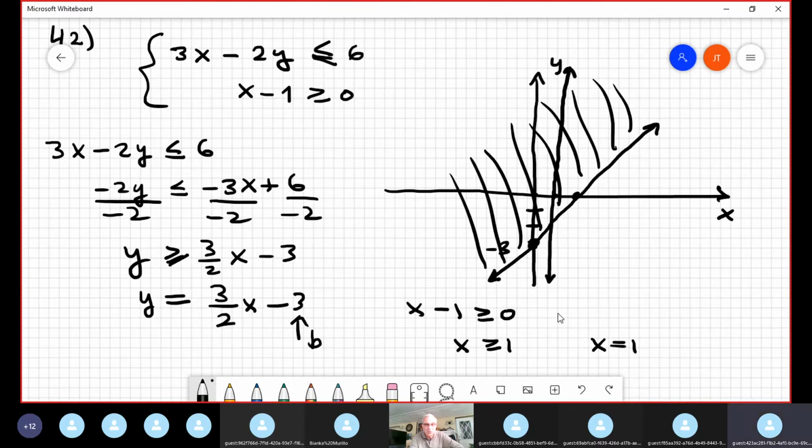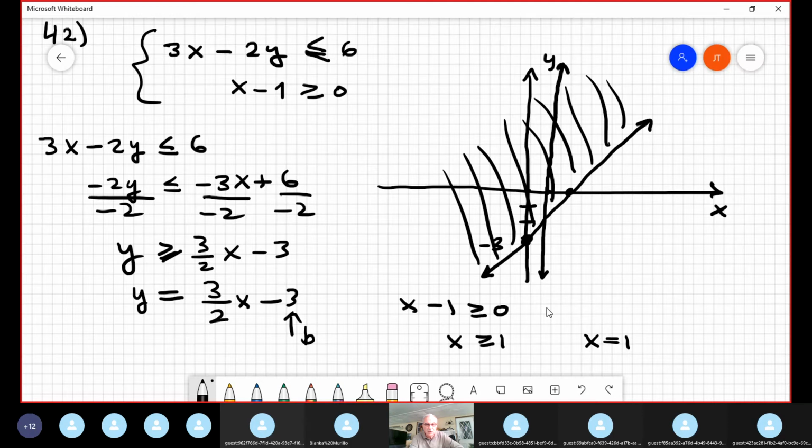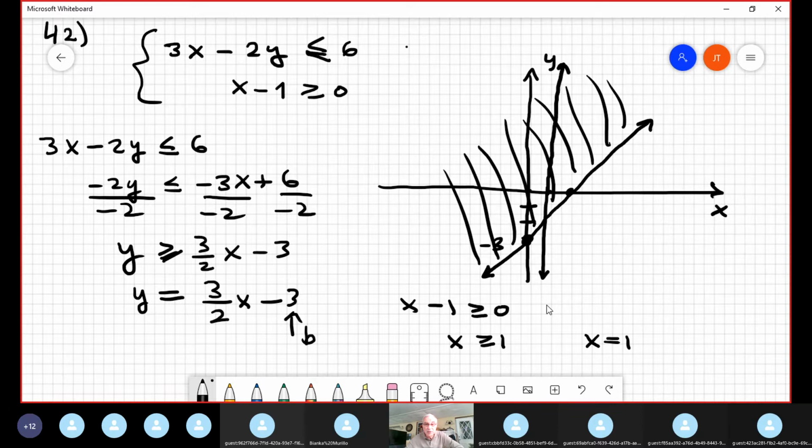It's to the right. How do you know it's to the right? Because the number is greater than 1, 2, 3, 4, 5. So this symbol, greater than, okay.